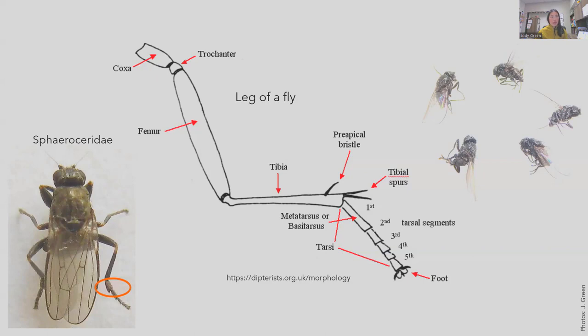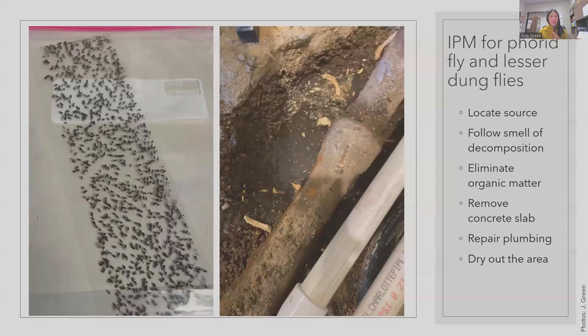It's a good characteristic if you don't have like the body or the wings. Again, locating the source is going to be tough because it may not be evident. You may sometimes need to follow your nose because it may smell. There will be some kind of rotten organic matter somewhere, and it actually might be under the concrete slab. It may be under the foundation. It may be under the structure. It may be a plumbing issue. You need to fix it and dry that area out.